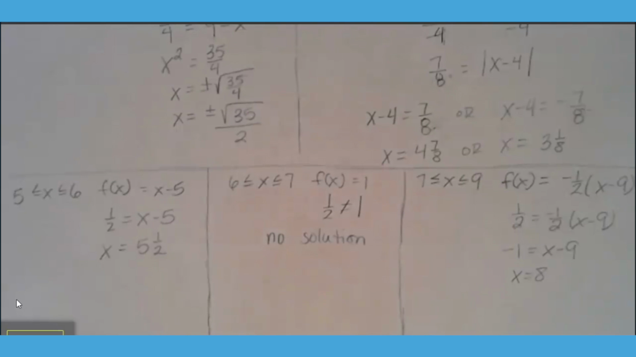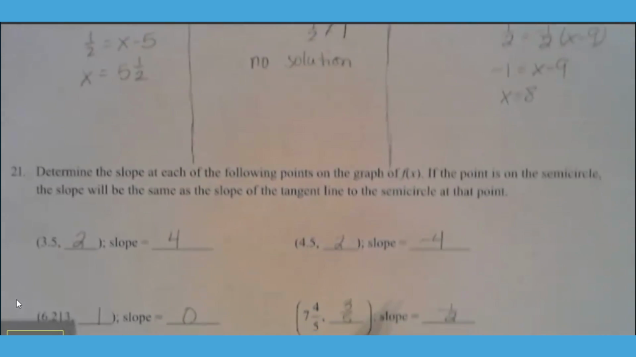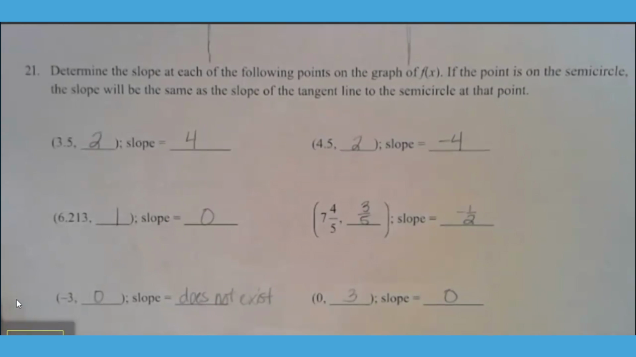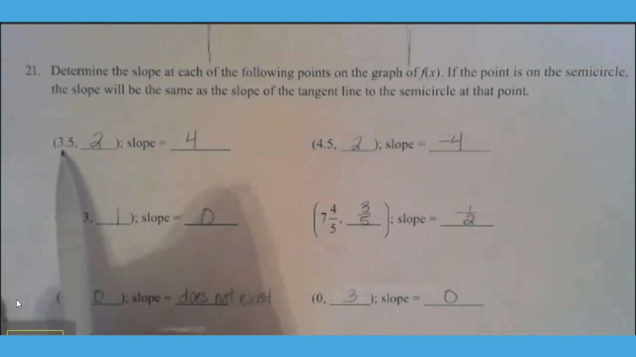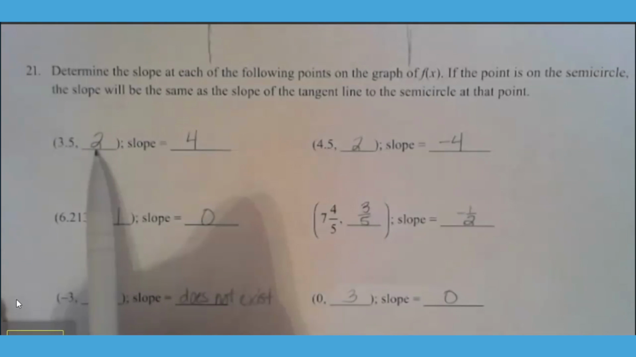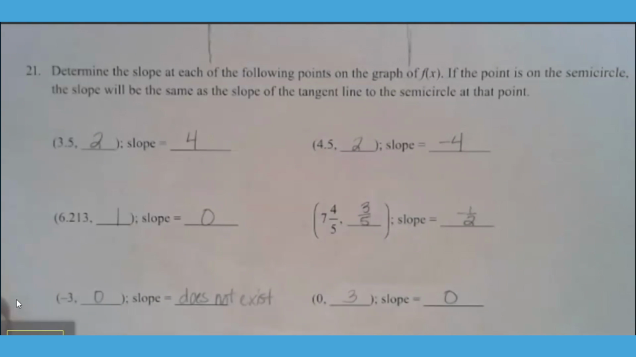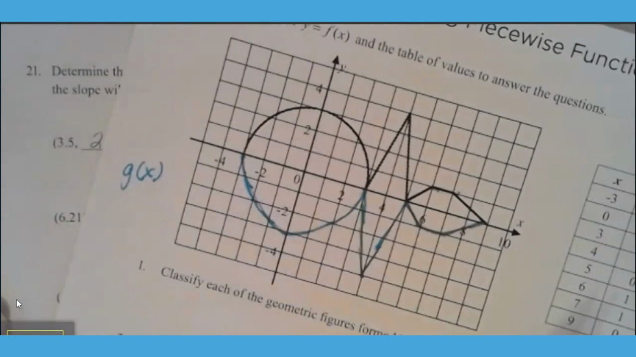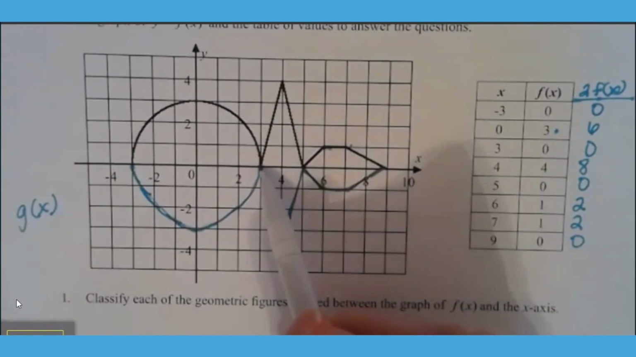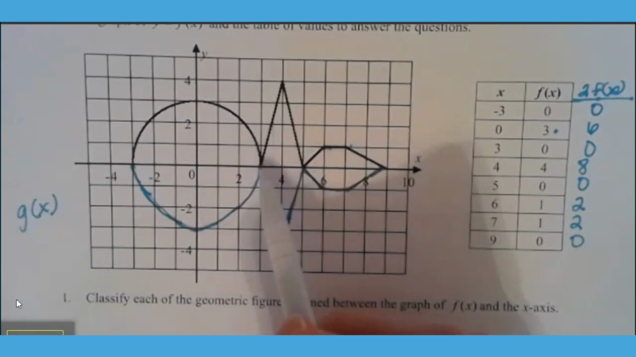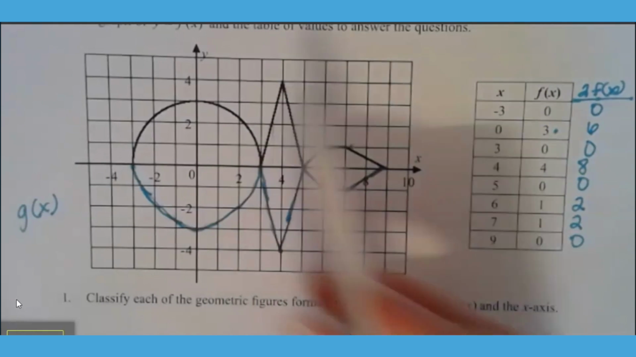Finally, we get to build slope into this as well. We are looking at determining the slope of each of those points on the graph of f of x. So what we're looking at here is when x is 3.5, we need to know that y value, and we need to know what the slope is. So our students will need to refer back to our original graph and determine that when x is equal to 3.5, what is that y value? It's 2. What is the slope of that portion of the graph? It's 4.